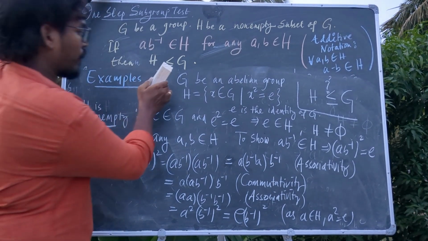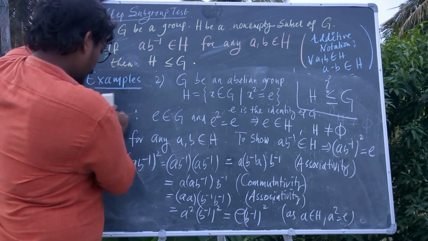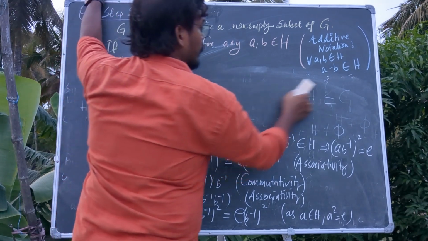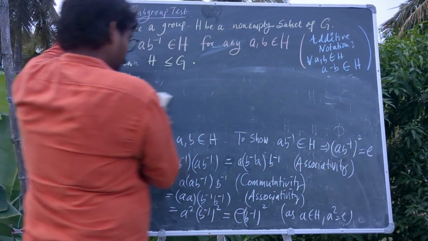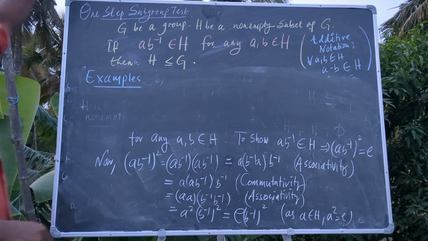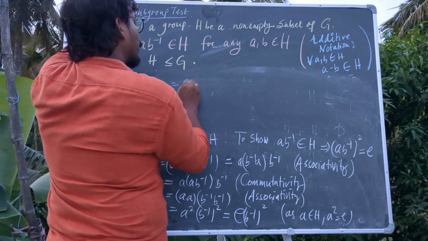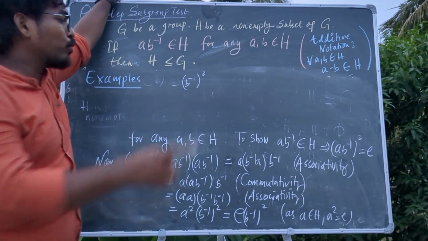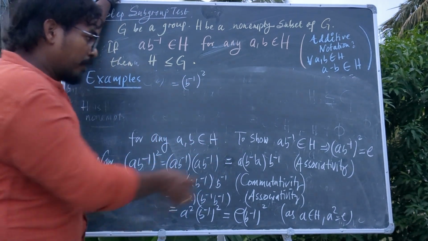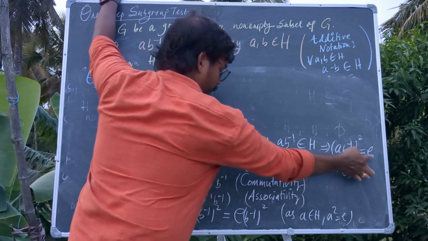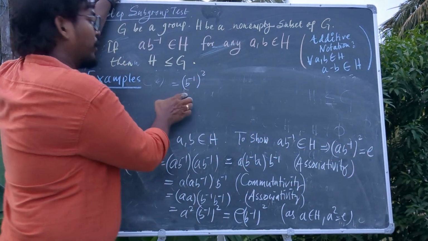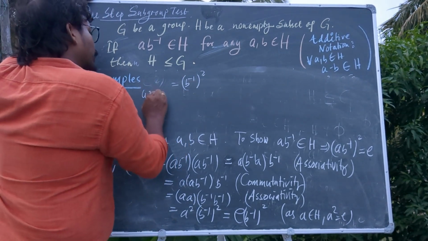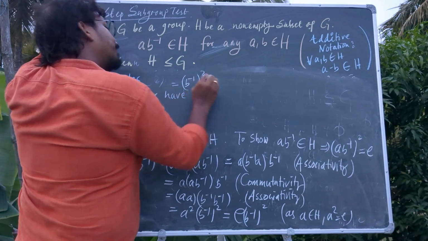Let me erase the first part, the non-empty section. This is equal to b inverse squared, and we have to show that this is identity. The whole thing is reduced to b inverse squared, and we have to show this is identity. We have b squared equals e.